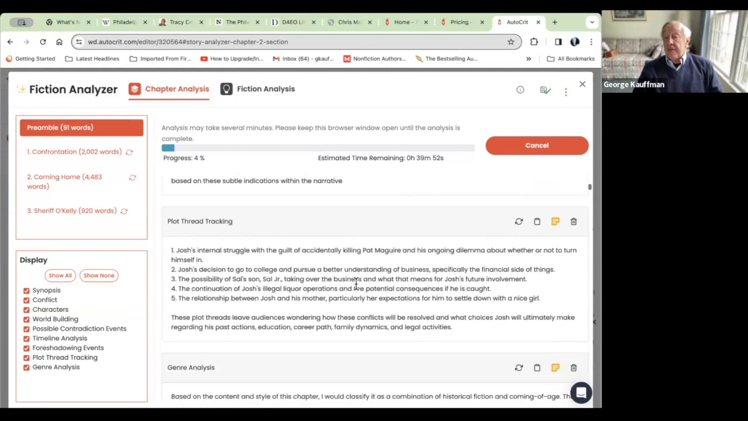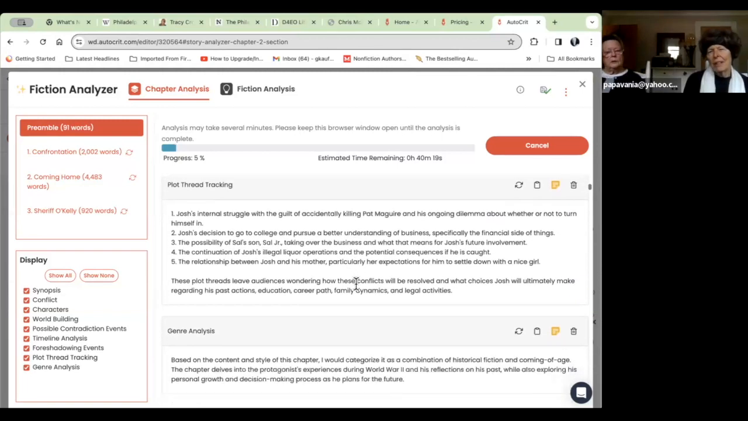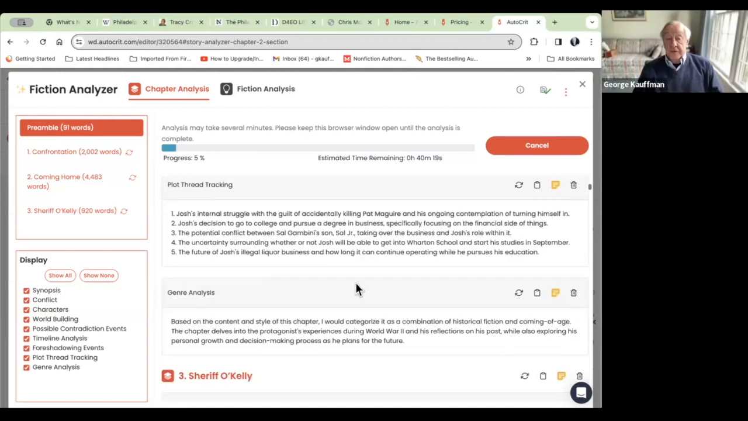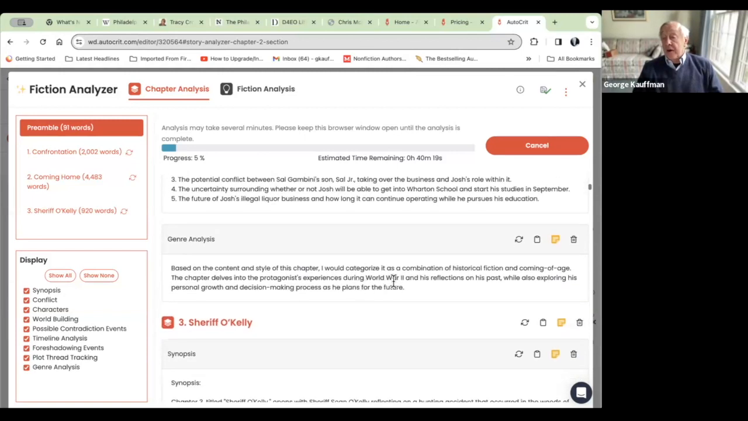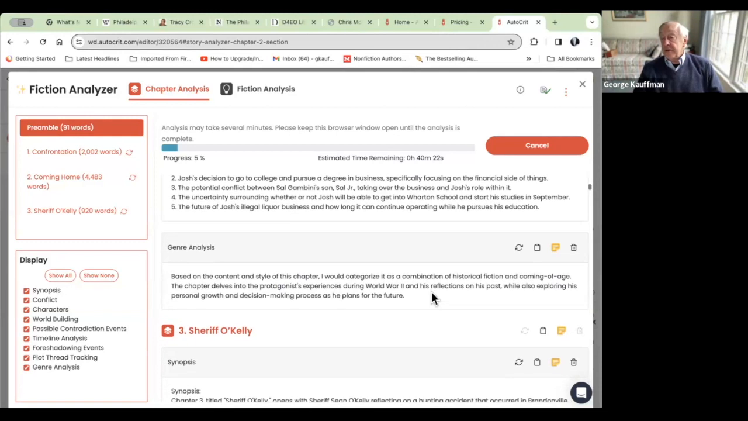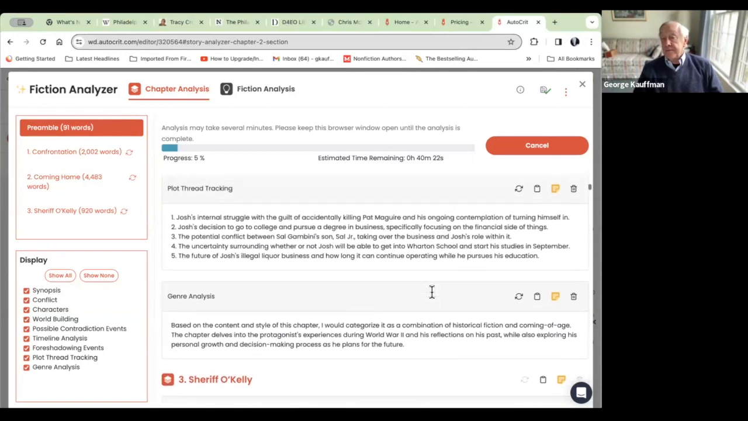It does plot thread tracking. Gracious. And so it gives you, there's 5 threads it's pulling out. And then it categorizes it just based on the chapter as historical fiction and coming of age. And it goes into the protagonist's experiences in World War II, reflections in the past, blah, blah, blah. And then it goes to the next chapter, and it does it chapter by chapter.